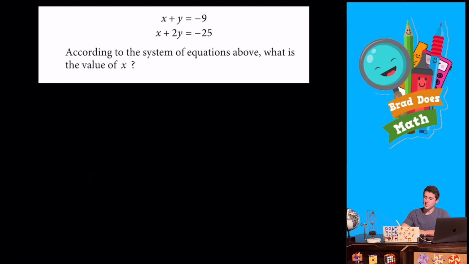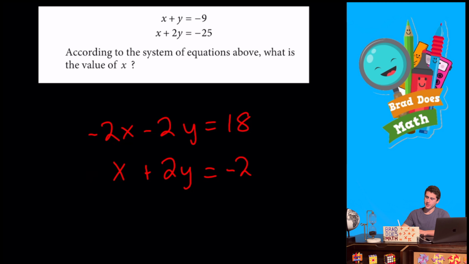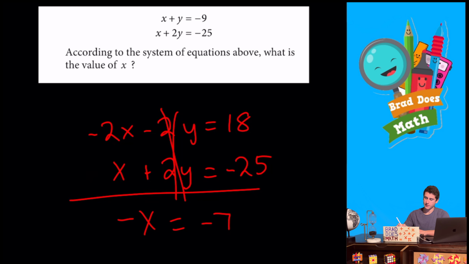So most people would probably eliminate the x. They'd multiply the top equation or the bottom equation by -1. That way the x's are opposite and they cancel. But I'm going to multiply the top equation by -2. That way, I'm eliminating the y's. And that's important because I want to keep my x because they're asking me about my x. Y's go away. -x equals -7. And I get x equals 7. That's my answer.